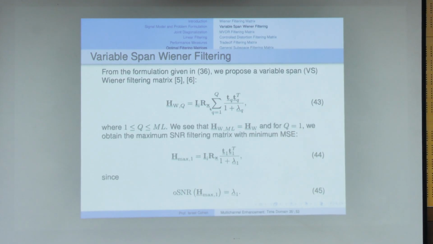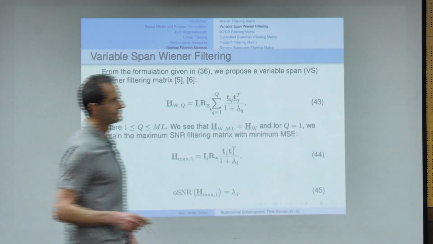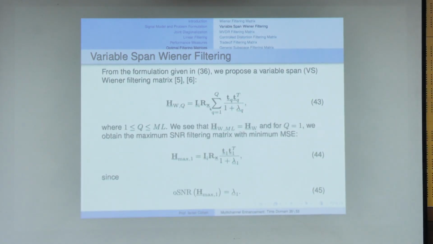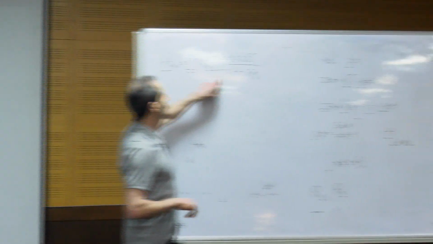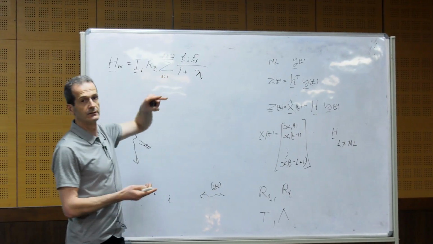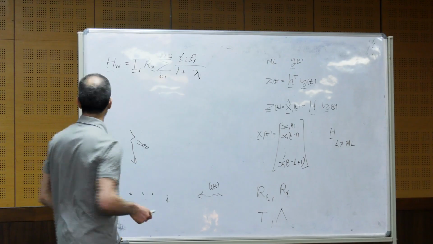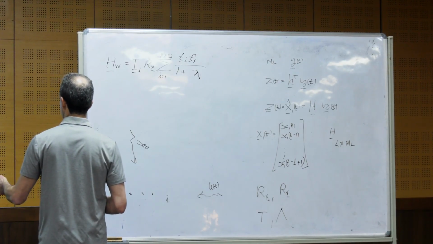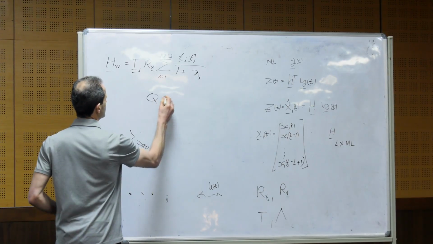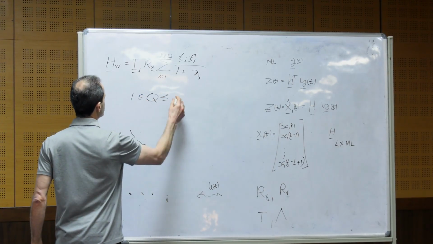Okay. Now, because I have this expression, which is a very nice expression for the Wiener filtering matrix, because it's based on some summation, when I get such an expression, I can ask myself, what if instead of this summation over all the generalized eigenvectors from 1 to ML, I take less in the summation, from i equals 1 to Q, something like this. And Q is between 1 and ML.